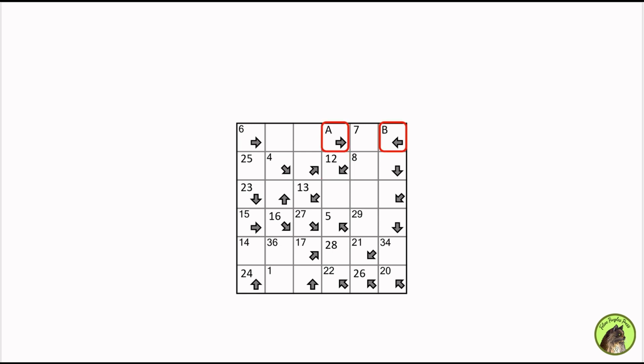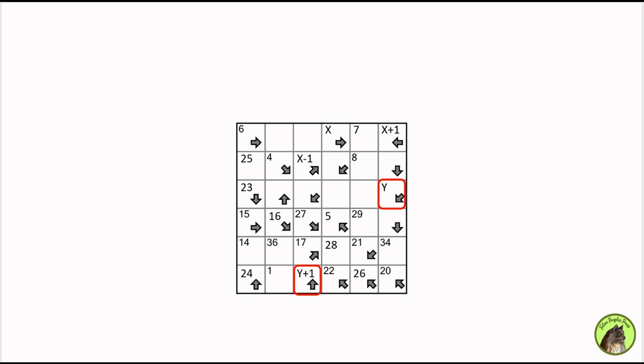Let's look at cells A and B here. A is clearly pointing either at B or at 7, but 6 is already on the board, meaning it must be B. This means that if A is X, then B is X plus 1. What's more, this cell here is clearly pointing at our X, meaning it must be X minus 1. Similarly, if we take these 2 cells, A is clearly pointing at B, so if A is Y, then B is Y plus 1. What does it give us?